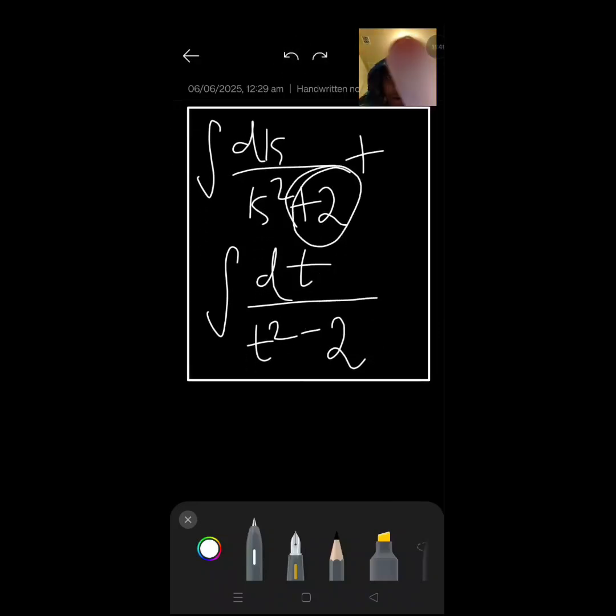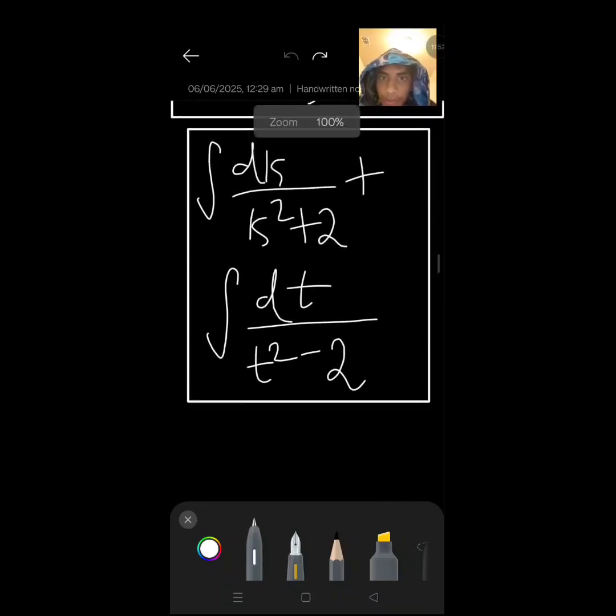So let's factor out 2. How do we ultimately factor out something? We just divide each and every term. So we divide the numerator also by 2. And in the numerator, we have 2. That's the constant. We integrate it out.